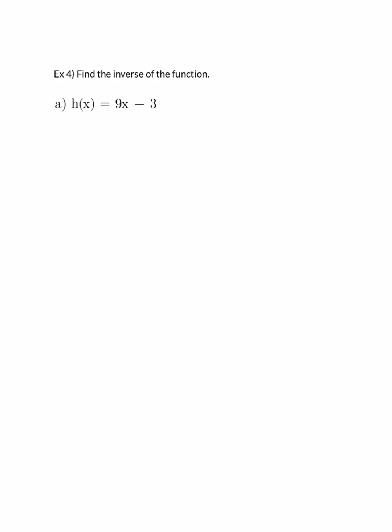So we are going to practice finding inverses of functions, and our first example is the function named h of x, and it is defined as 9x minus 3. Step 1 is to take out the name and replace it with y. So it becomes y equals 9x minus 3. Step 2, switch the positions of x and y. So it becomes x equals 9y minus 3.